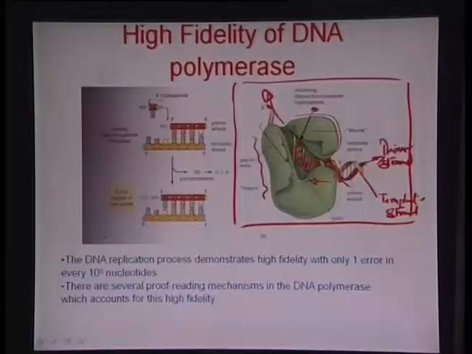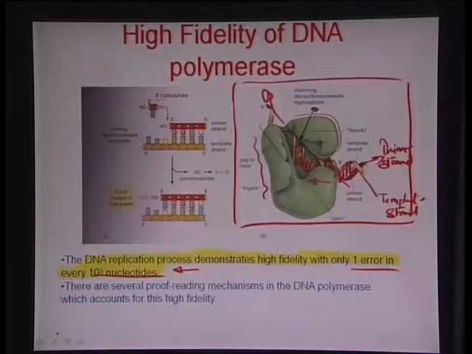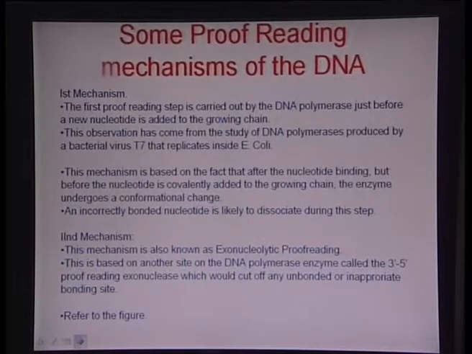So DNA replication in a nutshell is a very high fidelity process, with about one error in about every 10 to the power 9 nucleotides. There are several proofreading mechanisms of the DNA polymerase which account for this high fidelity. Let us look at some of the mechanisms here. The first mechanism is where the first proofreading step is carried out by the DNA polymerase just before a new nucleotide is added to the growing chain.